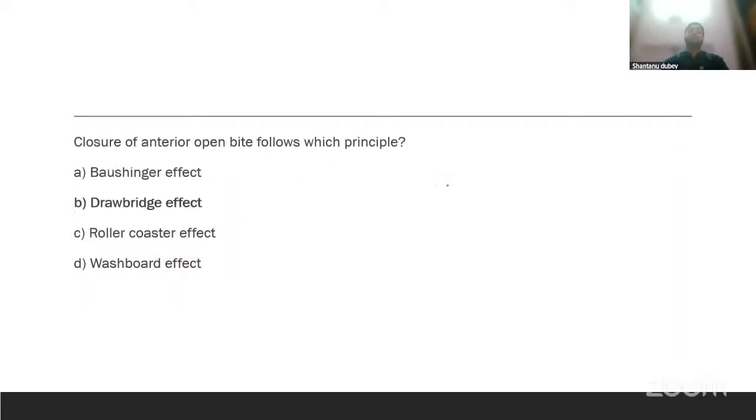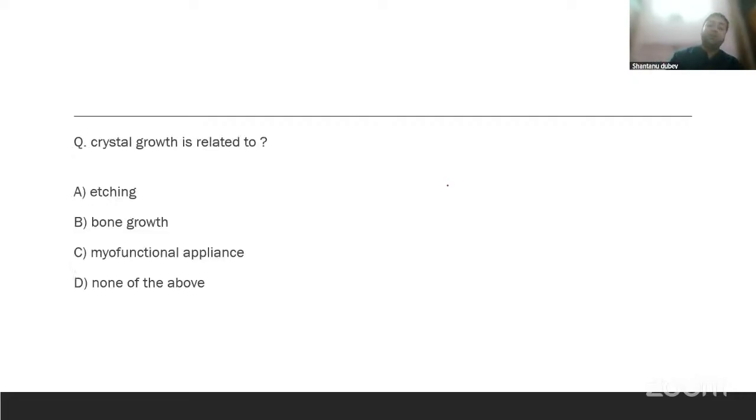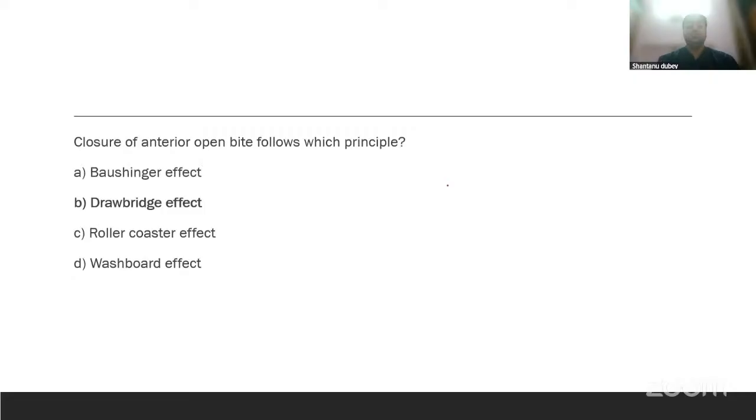Okay, remember that. Closure of anterior deep bite follows which principle? Boschinger effect, roller coaster effect, washboard effect, drawbridge effect. Even if you do not know the answer for all of them, we remember that Boschinger effect is somehow related to the decrease in hardness by bending the stainless steel in the other direction. So Boschinger effect is not the answer. Then maybe roller coaster effect and washboard effect.